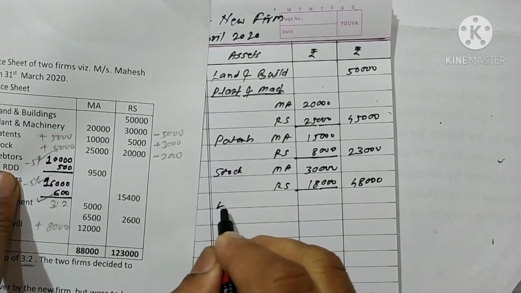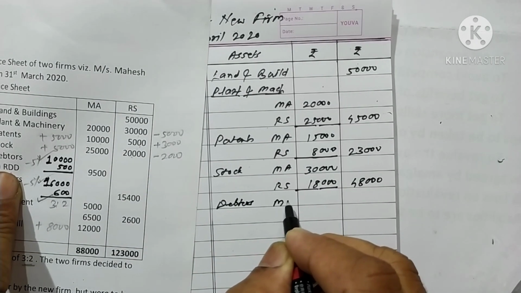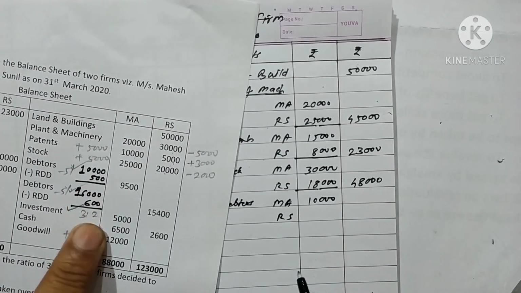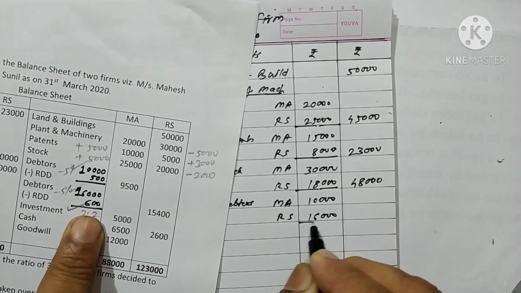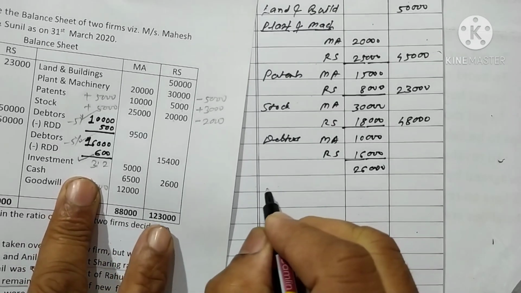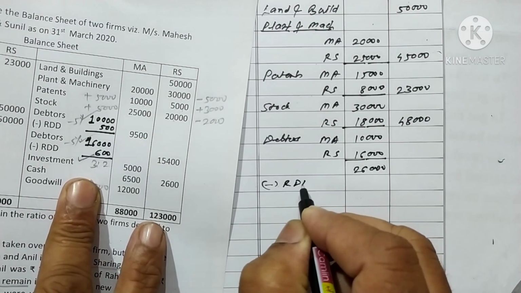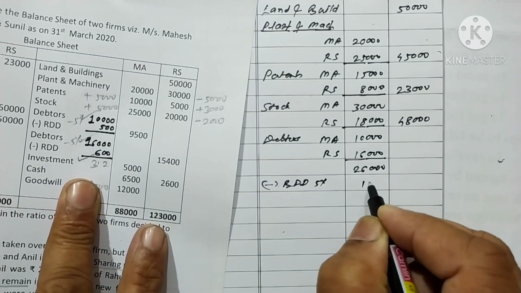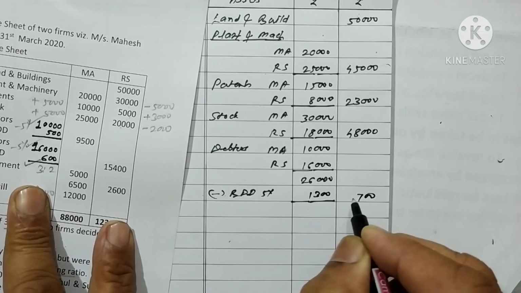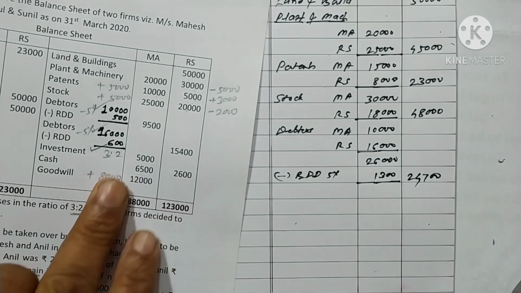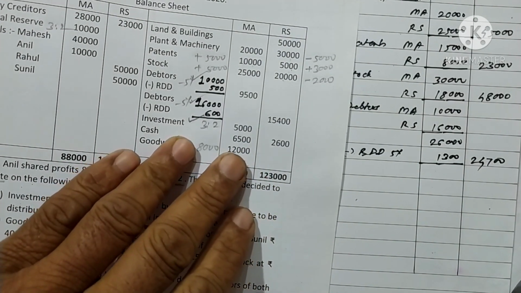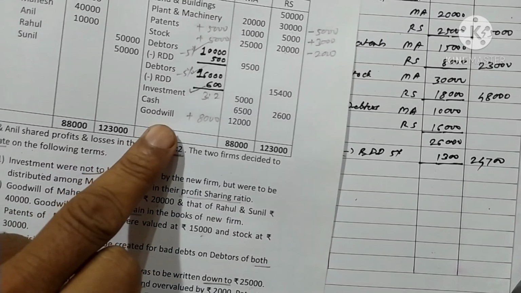Next is debtors. Mahesh and Anil rupees 10,000. Rahul and Sunil rupees 16,000. Totals 26,000. Again we have to deduct RDD at 5%. It comes 1,300. Answer comes 24,700. Next is cash, to be changed with the adjustment of capital. Goodwill is to be written off.